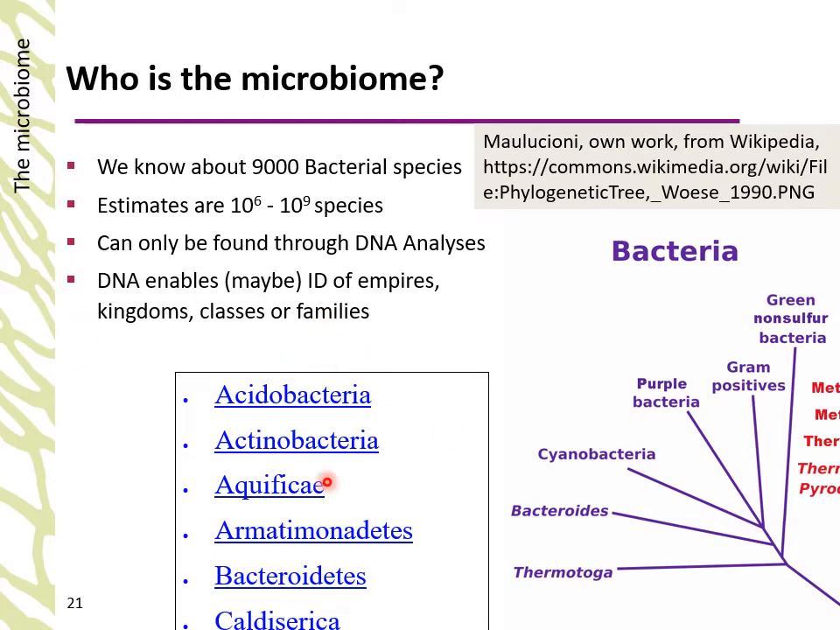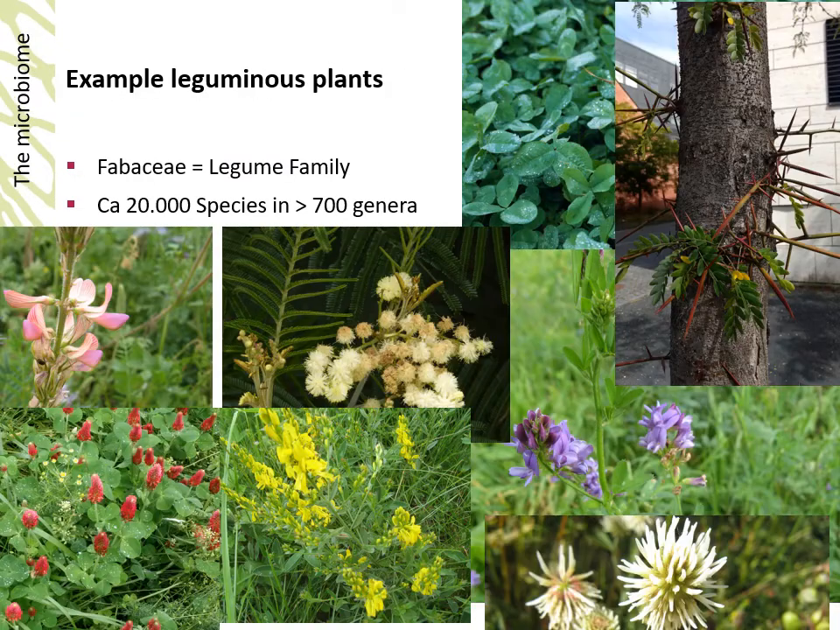In most cases, it is a very rough method. So if you look at this, this is just part of the bacterial phylogeny, and you see all these names: Acidobacteria, Actinobacteria, Aquificae, and so on. And you see there are many different groups. So I give an example which is maybe easier for everyone to look at, the leguminous plants. The Fabaceae is a legume family, and we have about 20,000 species that all belong to this family. And within these species, we have more than 700 genera. Basically, the species are divided into about 700 genera.